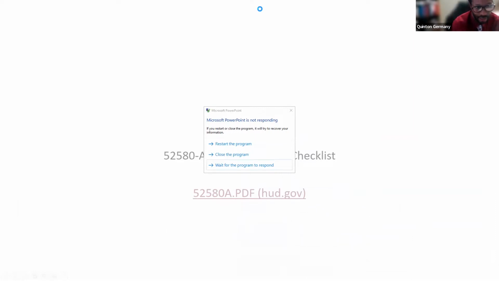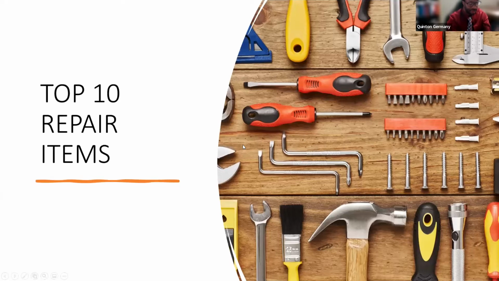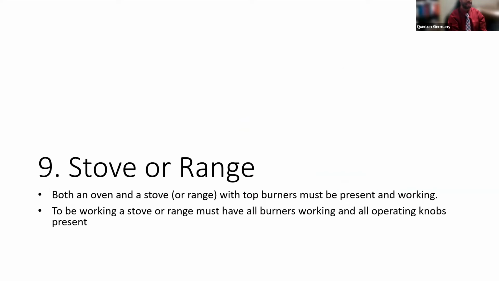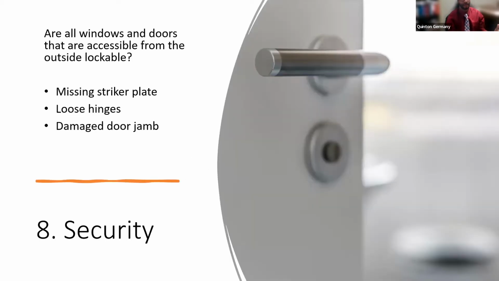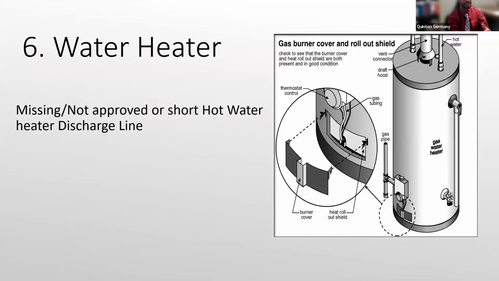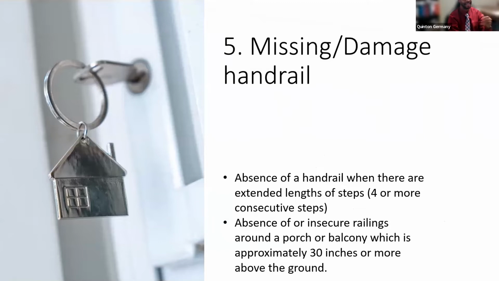Well, since it stopped there, we're going to end my presentation there, but it will be available to everyone after this. I wanted to discuss a little bit of the 10 repair items that we see, which would be weather stripping around windows and doors, stove and range, inoperable stove burners or knobs that are missing. Security, missing striker plate is a big one. Damaged doors, electrical hazards, no cover plates or light fixture cover or light switch cover plates, broken grounds or exposed wiring, water heater missing the discharge line or proper draft hood and vent connectors, missing and damaged handrails when they're required with 4 or more consecutive steps.